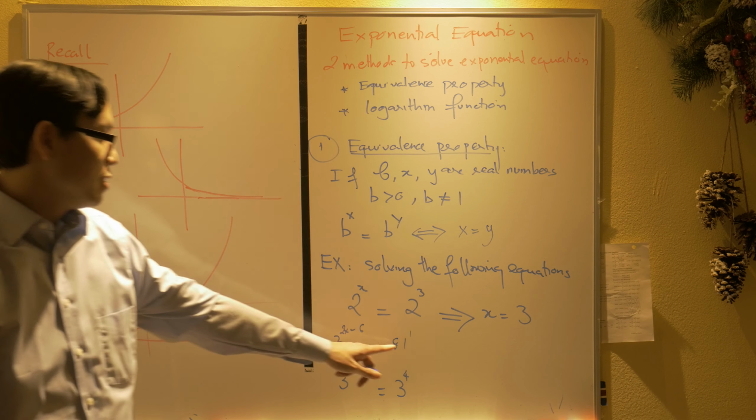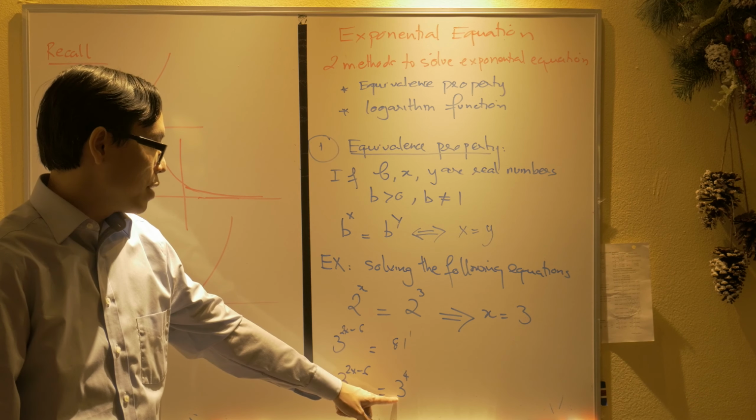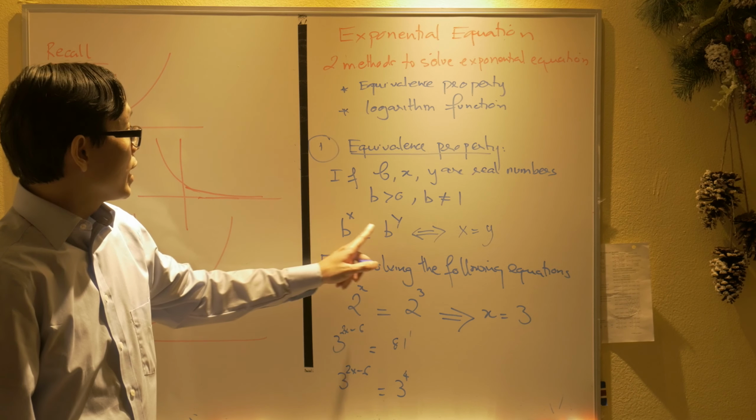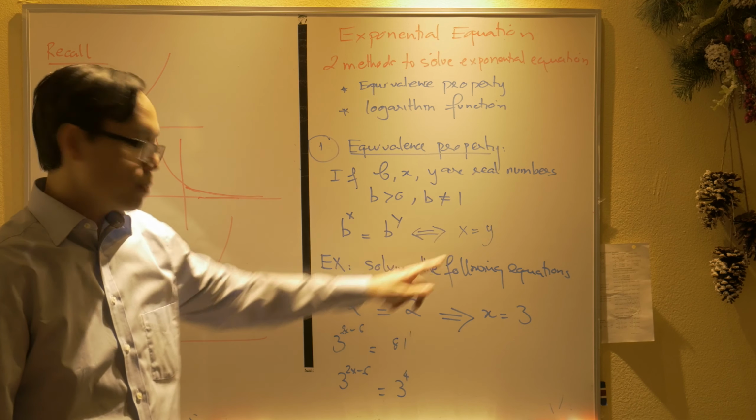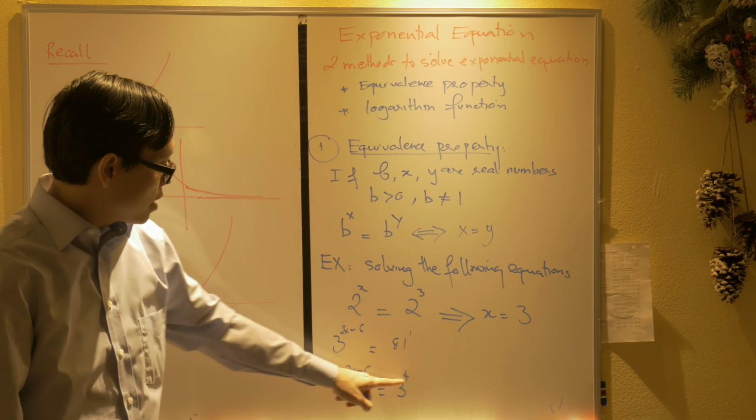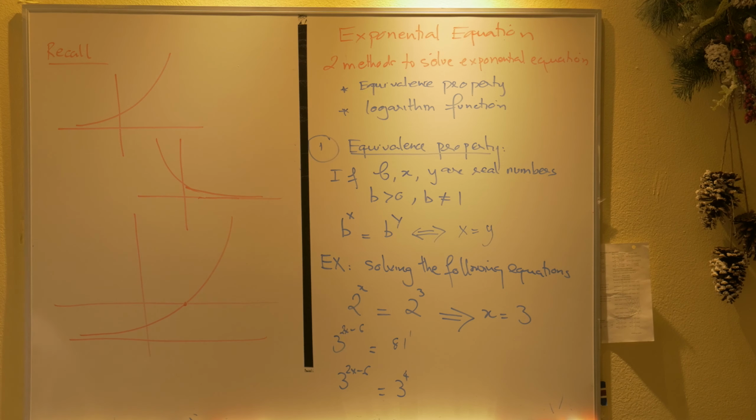See, right now I convert 81 to the power number 3 to the 4 power, and now we have the same base. And because we have the same base, I can apply the equivalence property. I can set up the exponent of each power number equal to each other. Okay, so what do we have here?